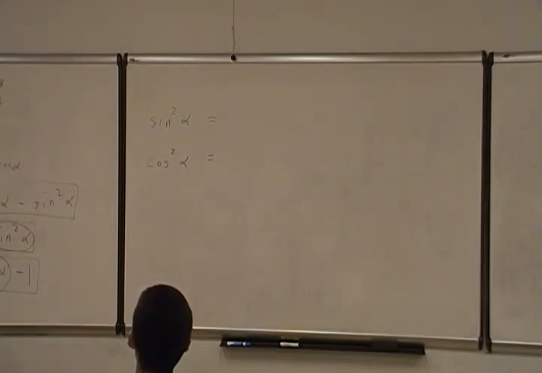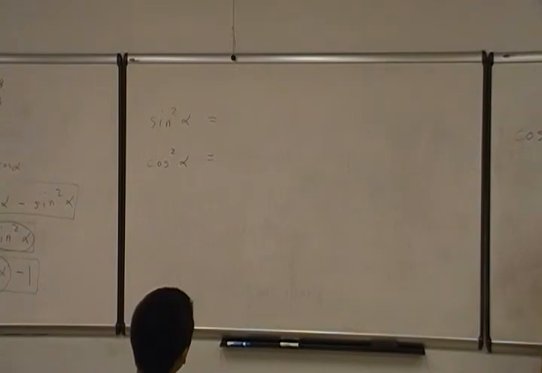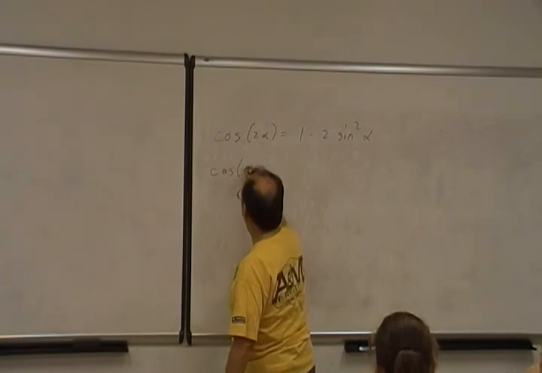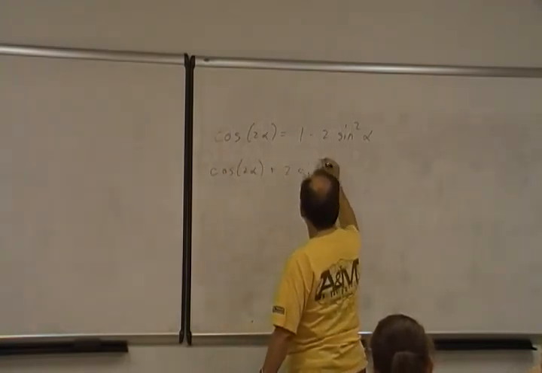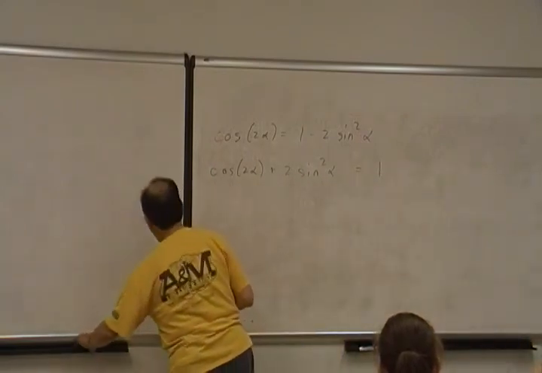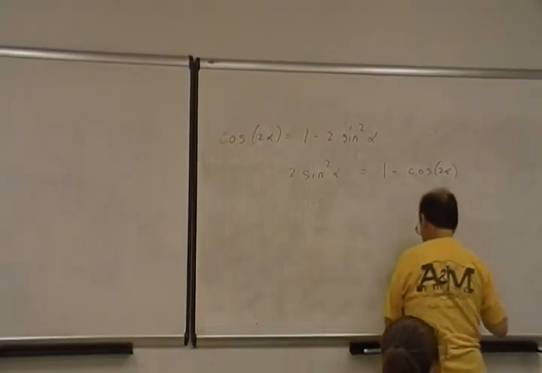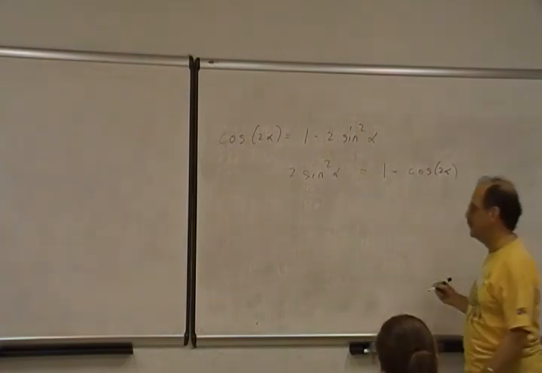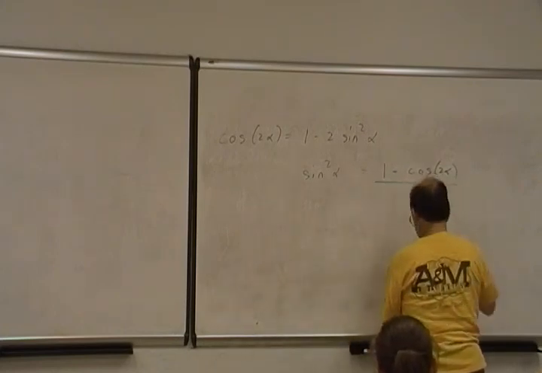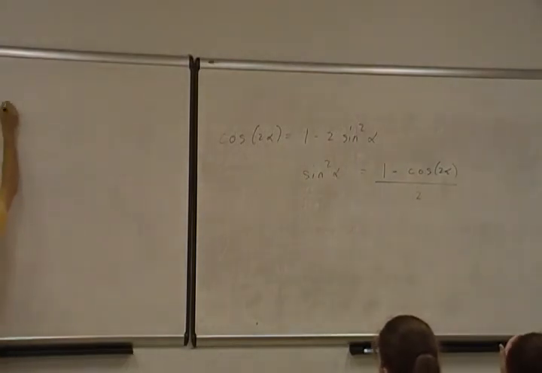So I will do it. Let's start with this one. Cosine of 2 alpha is 1 minus 2 sine squared alpha. I add 2 sine squared alpha to both sides. Cosine of 2 alpha plus 2 sine squared alpha equals 1. I subtract cosine of 2 alpha from both sides. Now what do I have to do to it? Divide by 2. So I divide by 2, and I come up with the formula 1 minus cosine 2 alpha over 2.